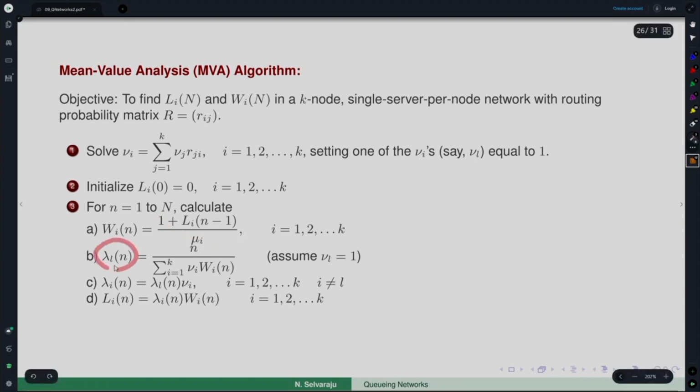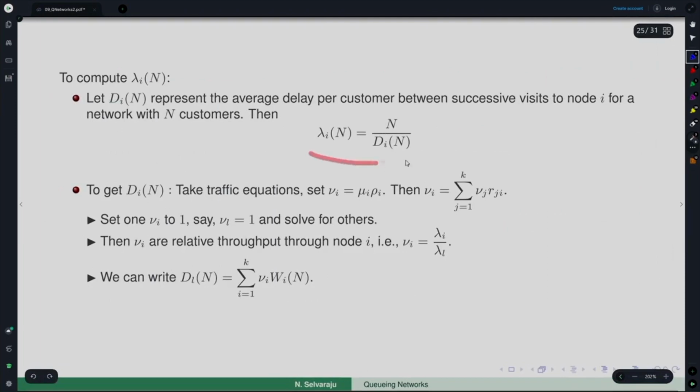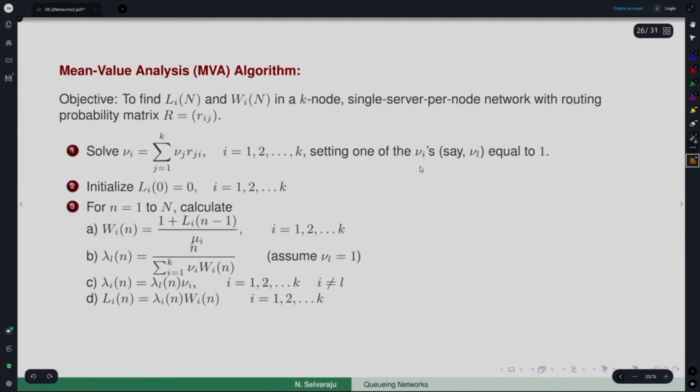Once we have that, you compute lambda L of n for the normalized node that you are picking. Assuming that nu L equal to 1, corresponding to that L, you compute lambda L of n, which is n over this quantity, which is what we have just seen as d L of n. Here n is the number of customers in the whole network in this step. So, this is the arrival rate of the normalized node that we are picking.